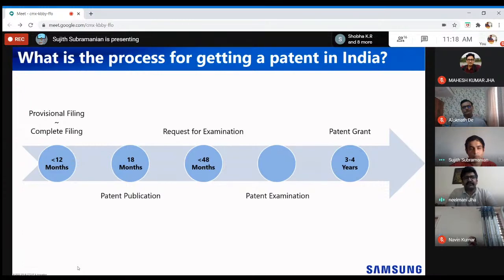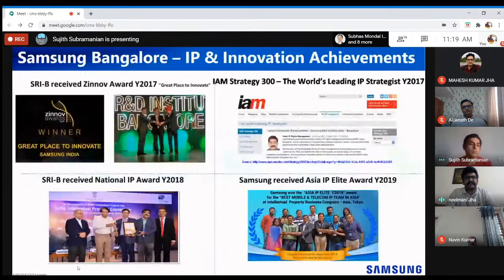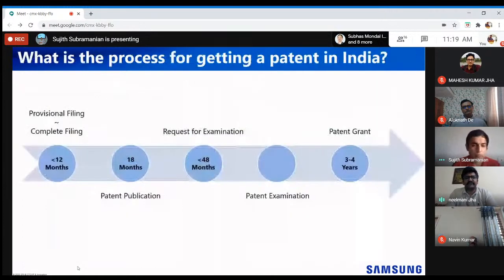We'll go in depth into filing patents in one geography, how to do a PCT filing, all those things that you have heard about patents. That will be dealt with in depth in the next sessions. Yeah, we can move ahead.